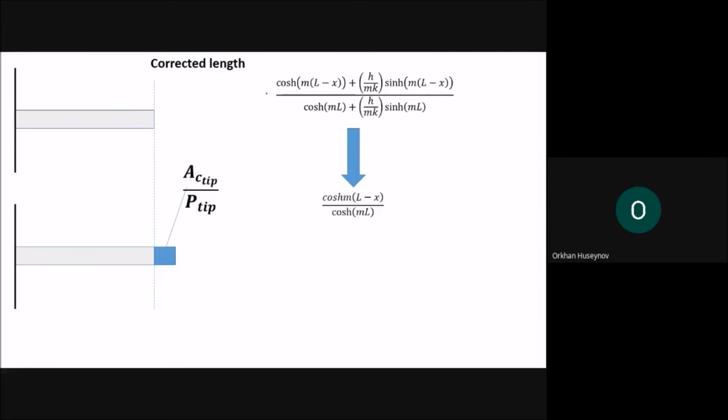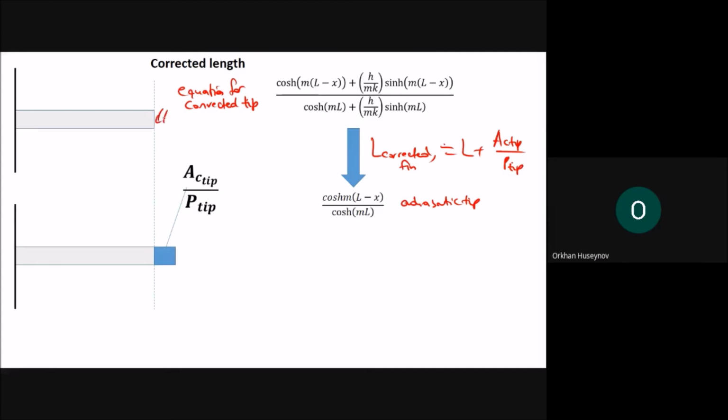And it is also possible that this one is equation 4. That is the convective tip, and you can convert it into an adiabatic tip. How can we convert it? You can convert it by the corrected length of the fin, L corrected, equal to L plus Ac of the tip divided by the perimeter of the tip. If you do that correction, you can analyze this one.